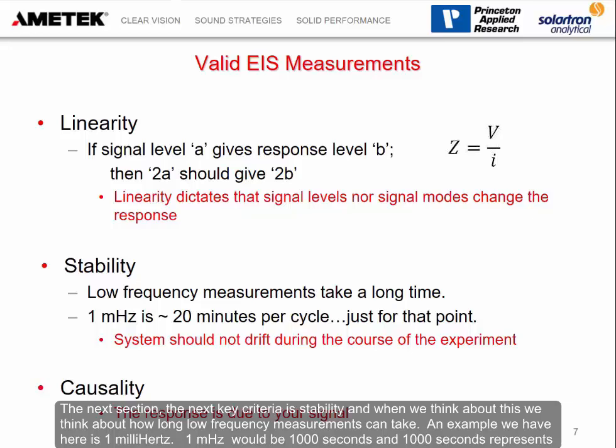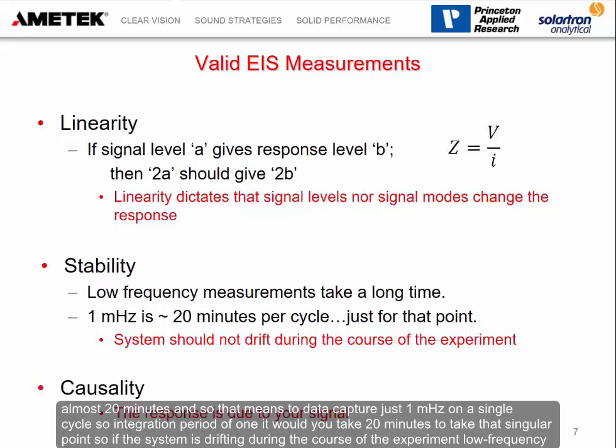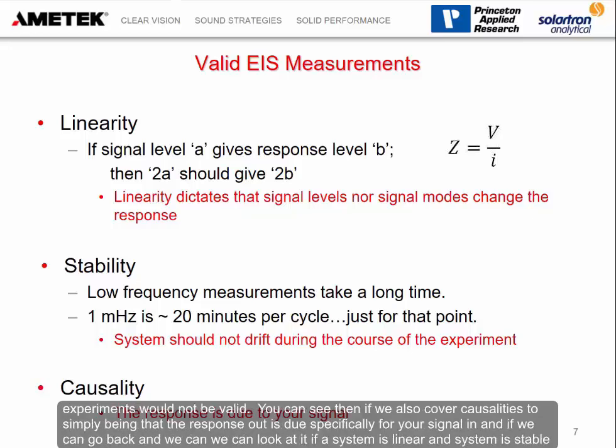The next key criterion is stability. We think about how long low frequency measurements can take. The example we have here is 1 millihertz. 1 millihertz would be 1,000 seconds, which is almost 20 minutes. So to capture just 1 millihertz on a single cycle, an integration period of 1, would take 20 minutes for that single point. If the system is drifting during the course of the experiment, low frequency data would not be valid.